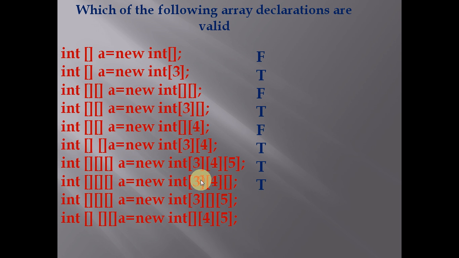So this is true. But in the next question we see that the square bracket in between does not have any size, so we cannot do so. We have to give the size in a series, in an order. So we cannot leave the middle square bracket empty and give size to the last square bracket like this. So this is false, and similarly this will also be false because we have to follow the hierarchy. So this is also false.